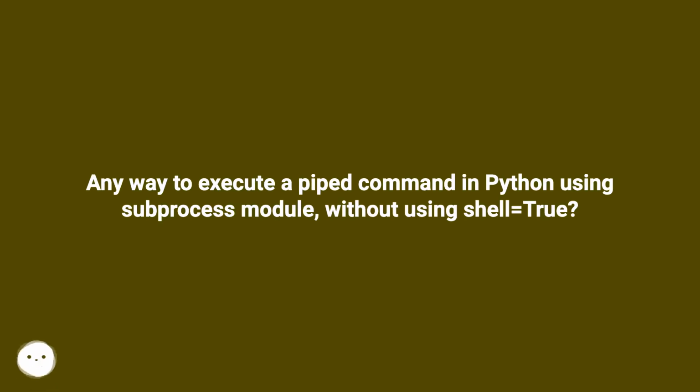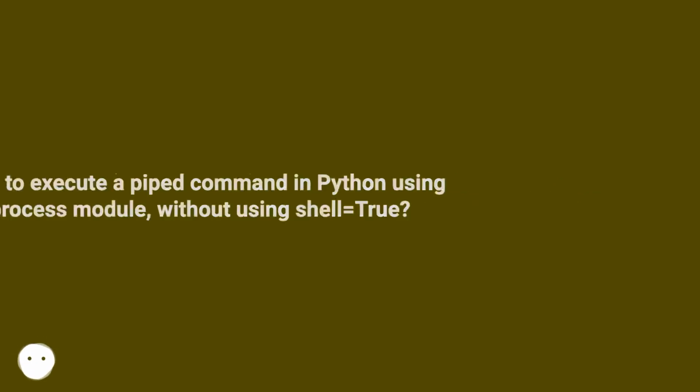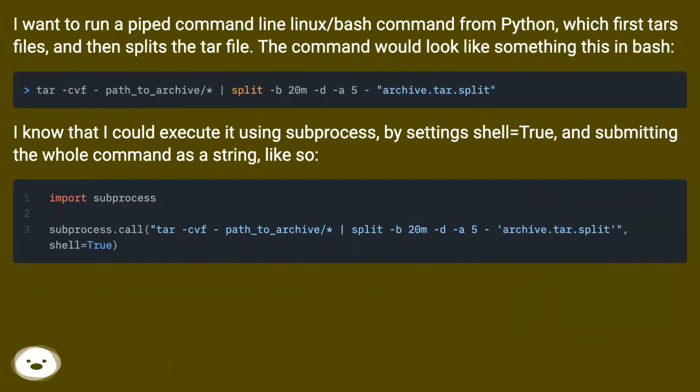Any way to execute a piped command in Python using the subprocess module, without using shell equals true? I want to run a piped command line Linux/bash command from Python, which first tars files, and then splits the tar file. The command would look something like this in bash.